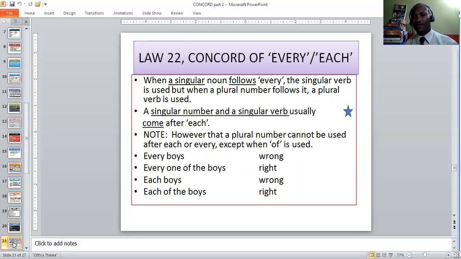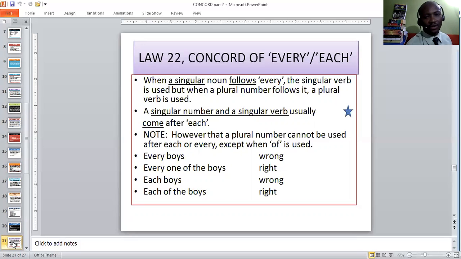Law 22, concord of every or each. Now, when a singular noun follows every, the singular verb is used, but when a plural number follows it, a plural verb is used. A singular number and a singular verb usually come after each on a normal day. But note, however, that a plural number cannot be used after each or even every except when of is used. One of the boys, not one boys. Every boy is wrong, every one of the boys is right. Each boy is wrong, each of the boys is right.